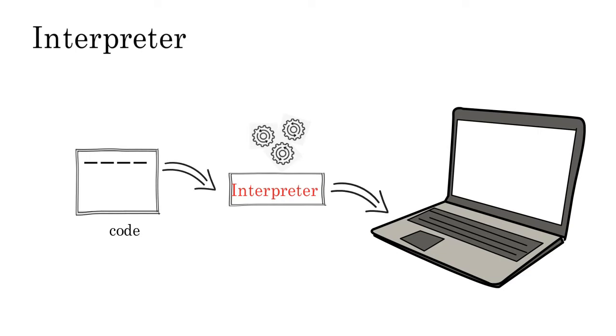Here you can see the first instruction in the code is shown in the black color. The interpreter executes it and displays a letter H. Now moving on to the next instruction, which is shown in the red color. The interpreter executes it and displays a letter E, and the process continues.